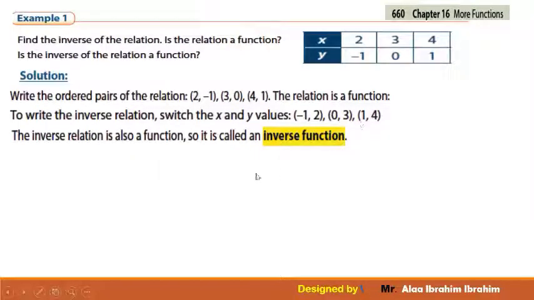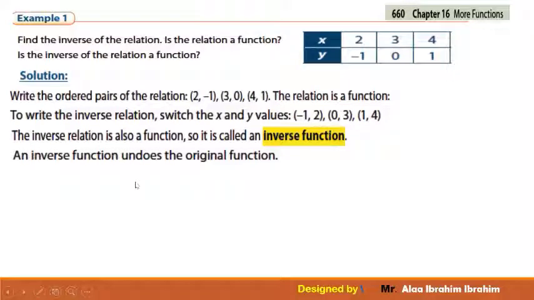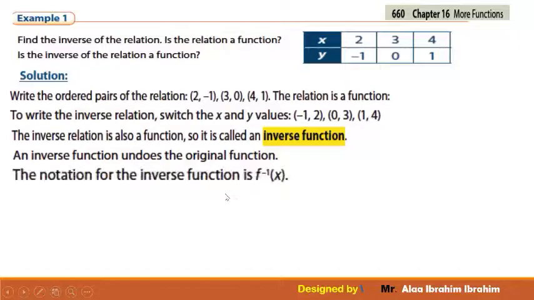So an inverse function undoes the original function here. So we have the notation for the inverse function in this form. If I change f of x to this form, it is f of x inverse, f -1. Okay. So now we have the values for the original one, -1, 2. So these are my values for y.